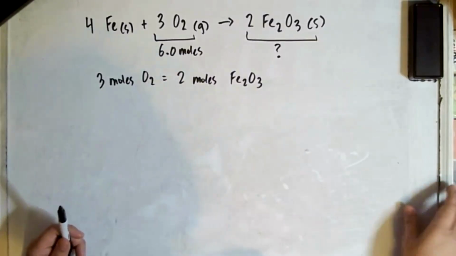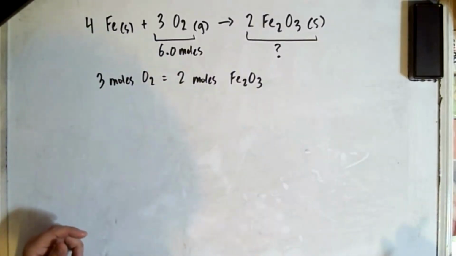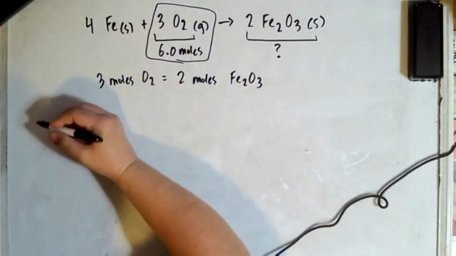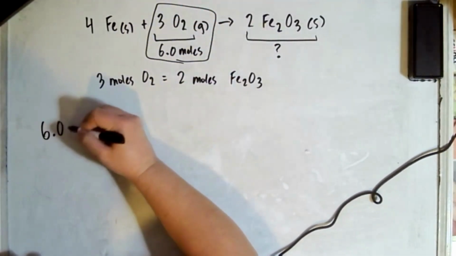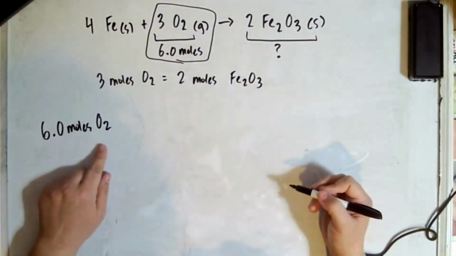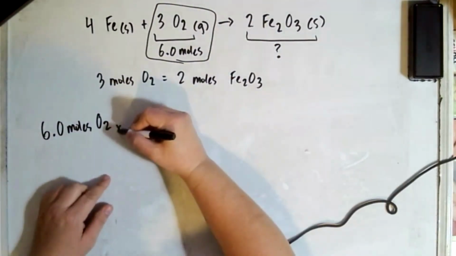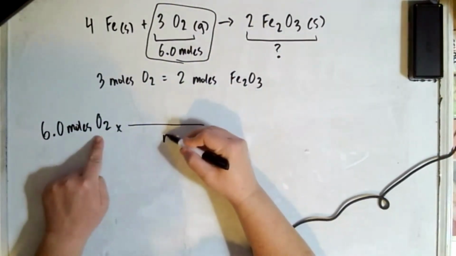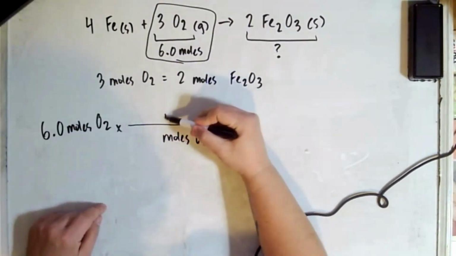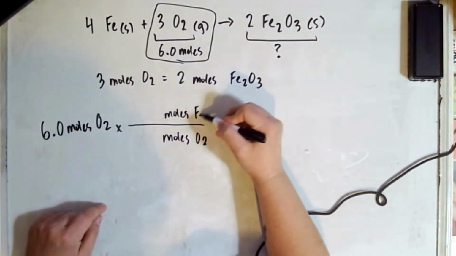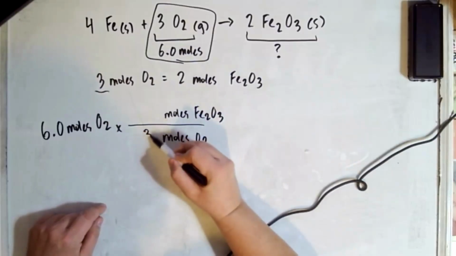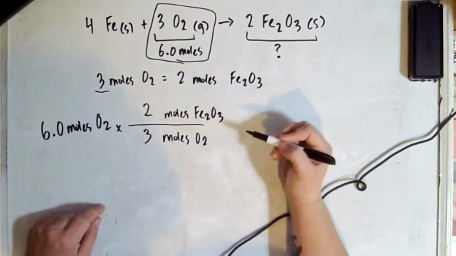Okay. And the next thing we're going to do is write out the information that we're given. So here they're telling us that we're starting with 6 moles of O2. All right. So now when we set up our conversion factor, our moles of O2 has to go on the bottom so that these things cancel out. And our moles of Fe2O3 is going to go up top. And a 3 goes with our moles of O2, and a 2 goes with our moles of Fe2O3.